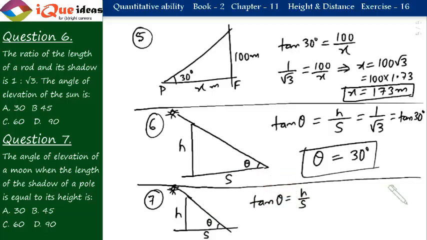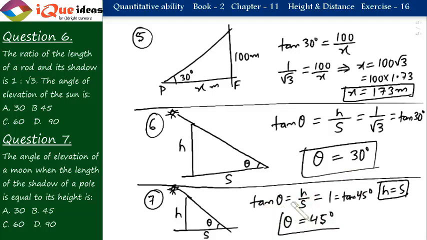And in the question it says the length of the shadow of the pole is equal to its height. So H is equal to S. So what will happen? If H is equal to S, then H by S will become equal to 1. Now tan theta equal to 1. Now 1 is equal to tan 45 degrees. So very clearly theta has to be equal to 45 degrees. So for all questions of shadow, you can apply this formula or this method: tan theta is equal to the height of the tree, pole, whatever it is, divided by the shadow of that thing. So you will get that angle as the angle of elevation of the source of light, whether it is the sun or moon.